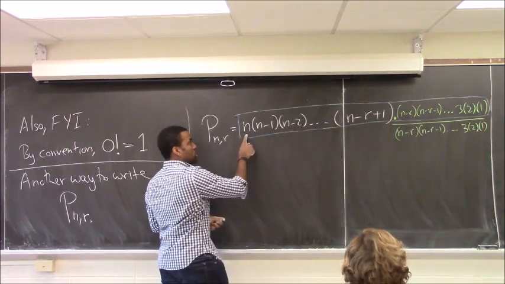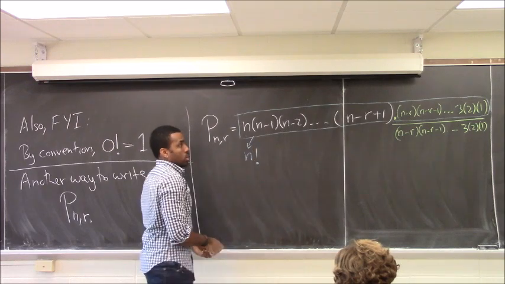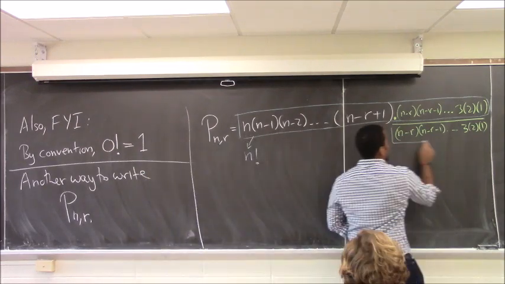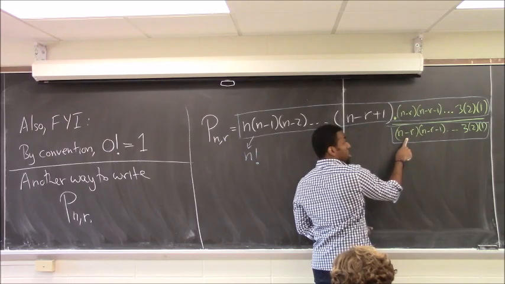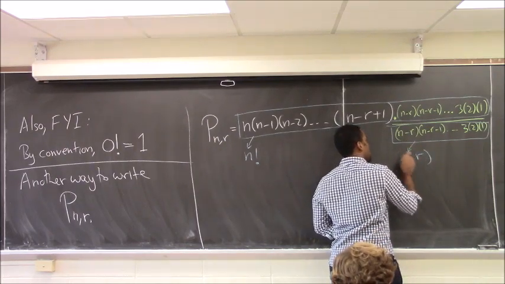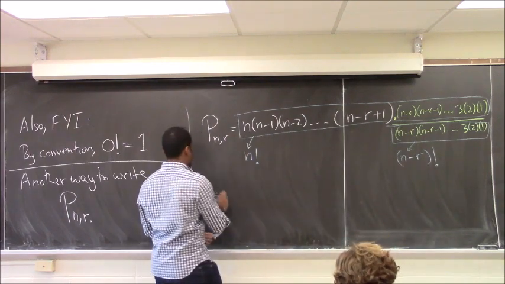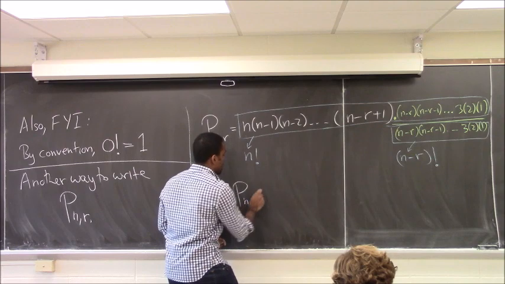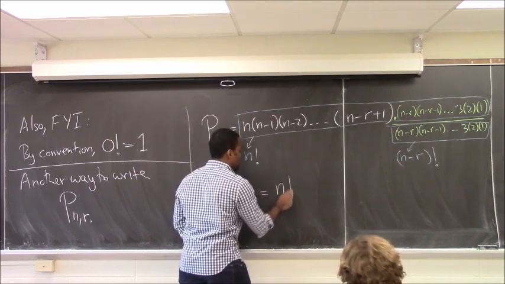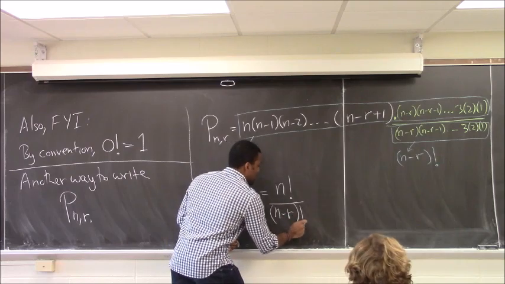It's the product of all integers from n down to 1. Well, that's n factorial. And the denominator looks like the product of all the integers from n minus r going down to 1. That's (n minus r) factorial by our definition. And so what we have here is that P(n, r) can be computed by n factorial divided by (n minus r) factorial.